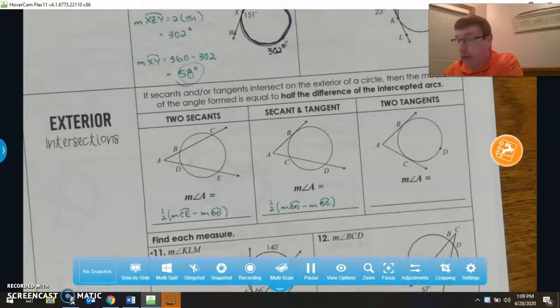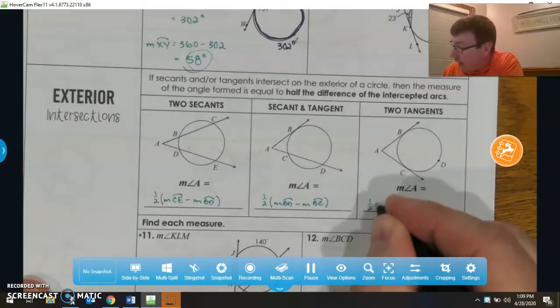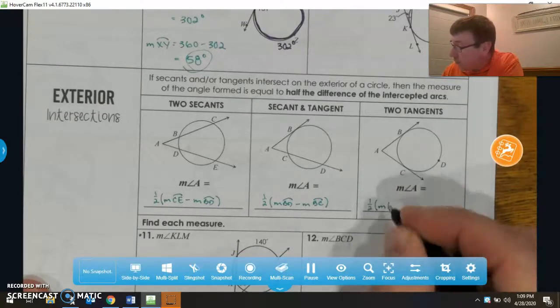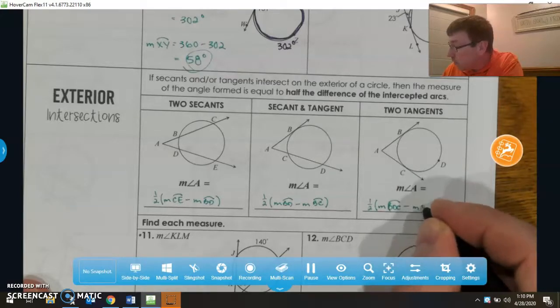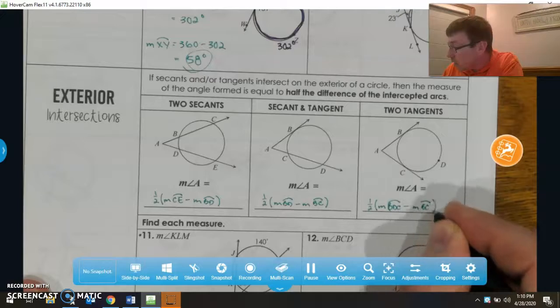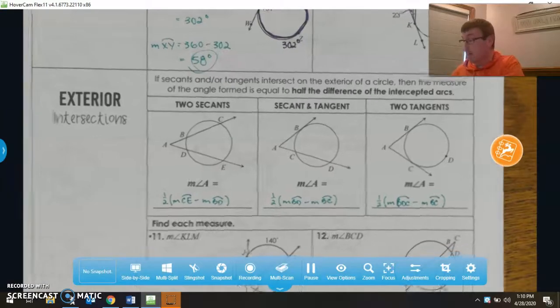Same thing with the last one, when two tangents intersect. It's going to be 1/2 the measure of arc BDC minus the measure of arc BC. Okay, and it really is that simple. We're going to take our two arcs and subtract them, and then take half of it. So it is as simple as that.